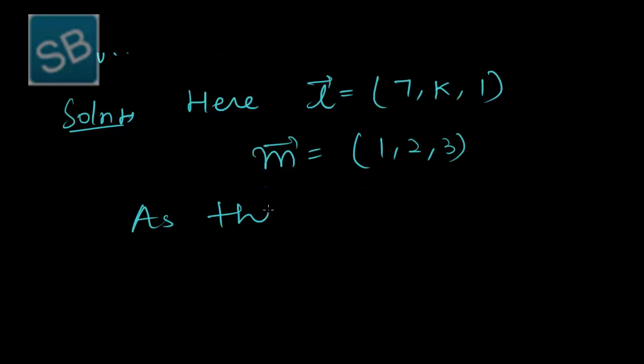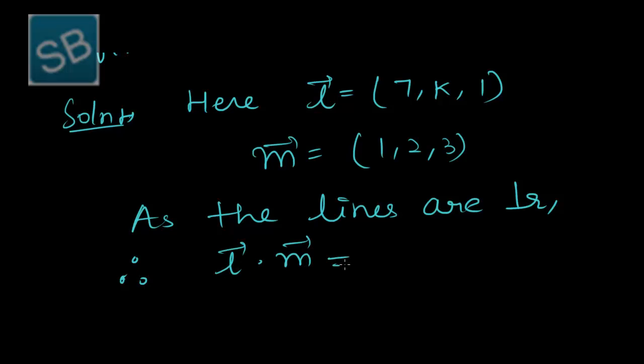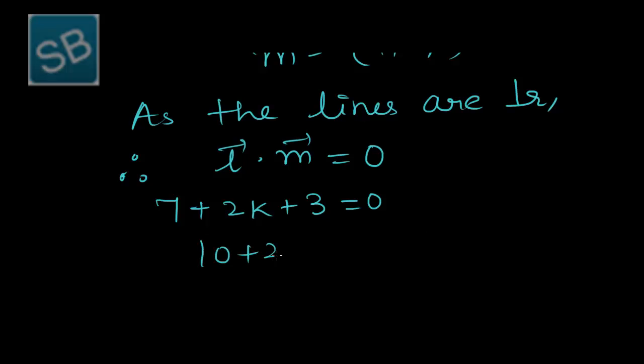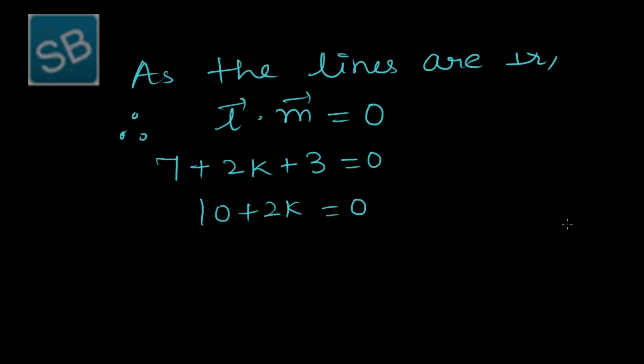As the lines are perpendicular, therefore vector L dot M is equal to 0. So we take the dot product of L and M: 7 into 1 is 7, plus 2 into k is 2k, plus 3 into 1 is 3, is equal to 0. So that gives 10 plus 2k is equal to 0, so 2k is equal to minus 10, so k is equal to minus 10 over 2, that is minus 5. Therefore, when the lines are perpendicular, from the given condition we get the value of k which is equal to minus 5.